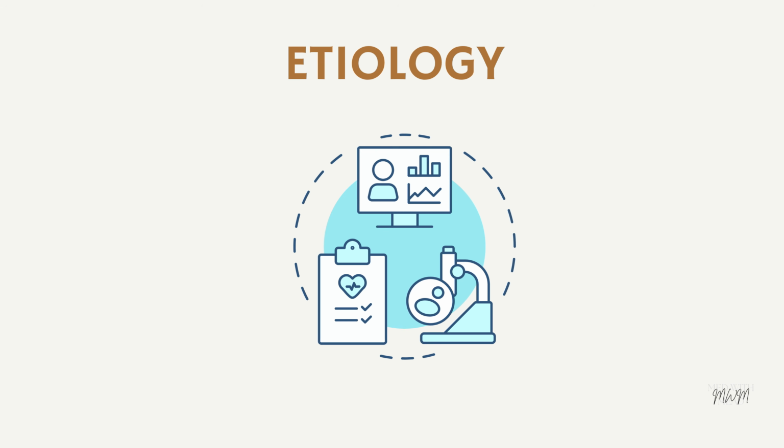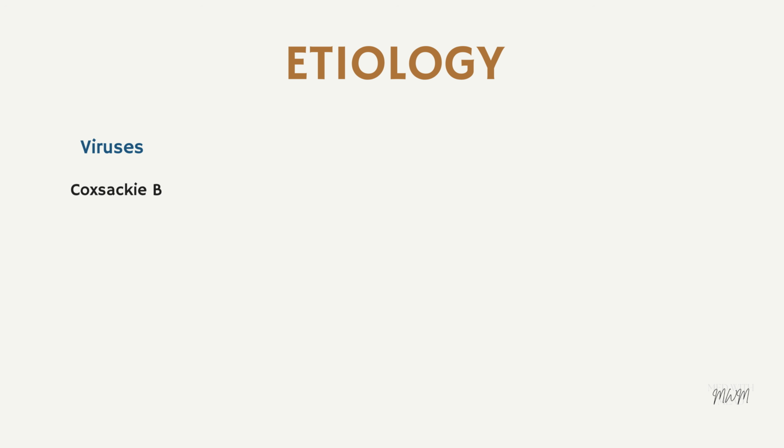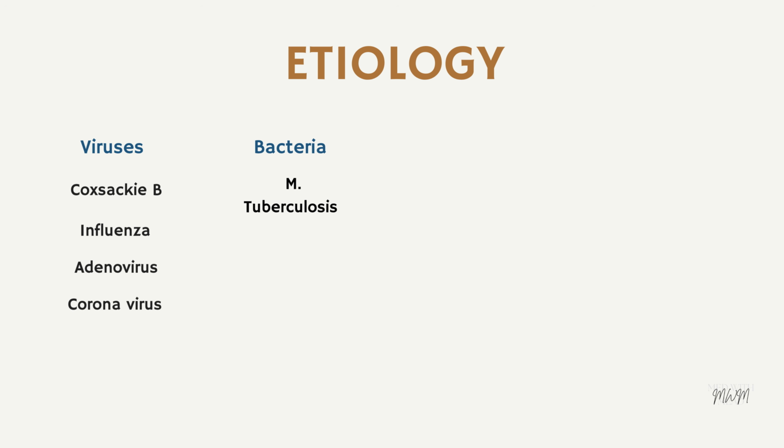For the causes, pericarditis has a similar etiology to myocarditis. If you haven't watched the myocarditis video, you can go to the channel and watch it as well. The most common cause is viral infection, including Coxsackie virus, influenza, adenovirus, and coronavirus. It can also be caused by bacterial infections, especially tuberculosis, as well as fungal or parasitic infections.